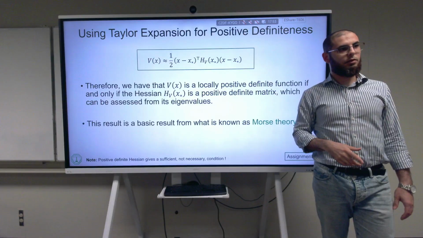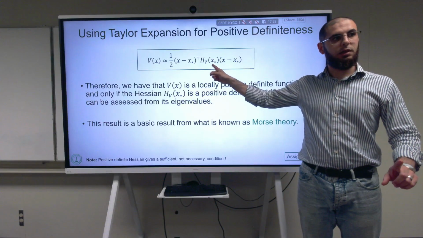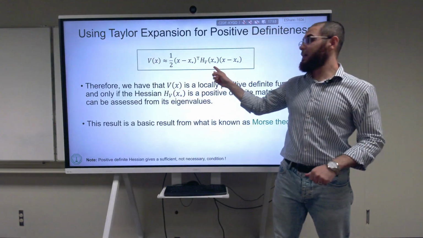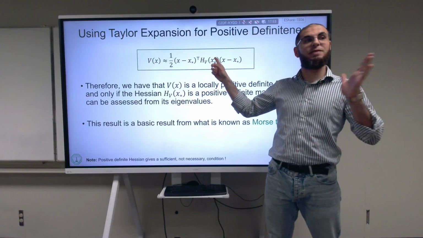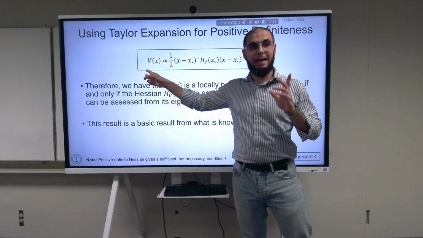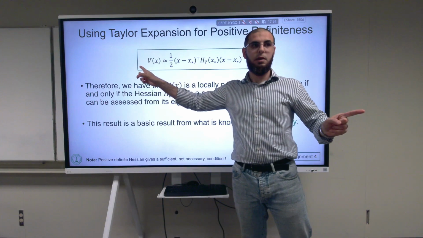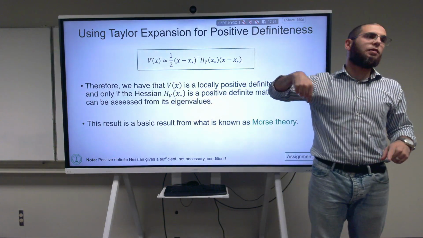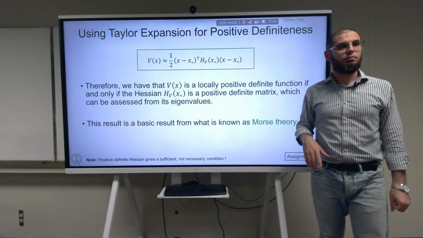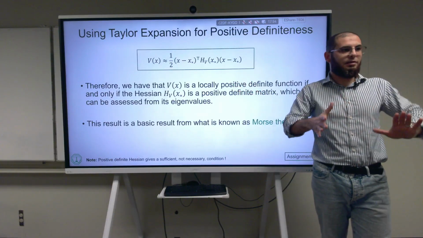One condition: if this is positive definite, it implies that the function is locally positive definite. If this is positive semi-definite, you don't know. You cannot say that this is not positive definite, because the higher order terms can make it positive definite. It's either semi-definite or definite, it can't be negative. You already checked that, so at least you've guaranteed that it's positive definite.